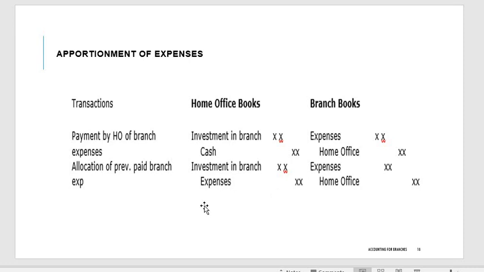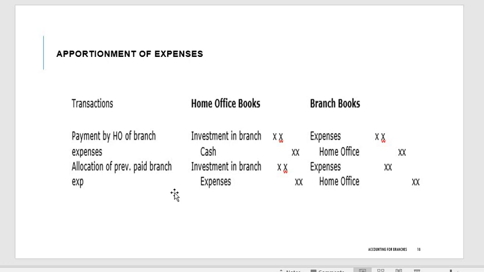And so, importante lang dito, no? If may expenses, no, si branch, tas ang nagbayad is home office or i-allocate home office, si branch talaga is i-record yung expense, no, and mag-credit siya ng home office.